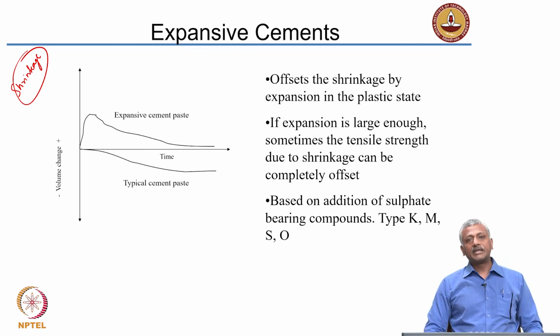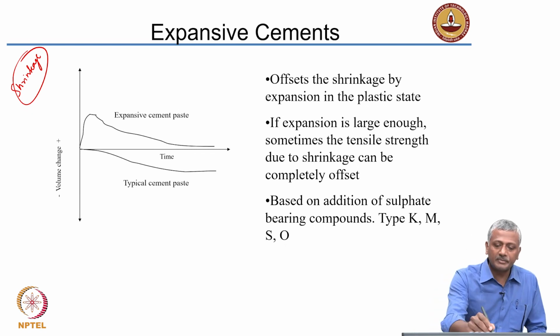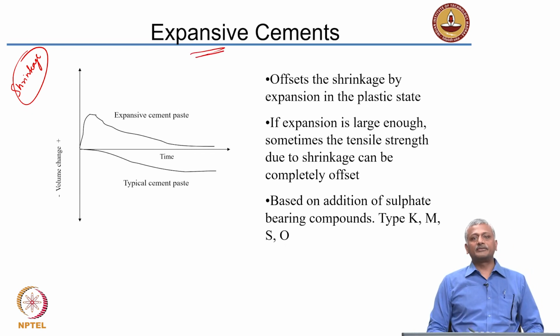Now, if this shrinkage happens freely, there is no stress generated in the concrete. However, if this shrinkage is prevented from happening, then it starts formation of cracks in the concrete. Okay. So we want to avoid excessive shrinkage so that concrete does not crack. So in such cases, we use these special cements called expansive cements.